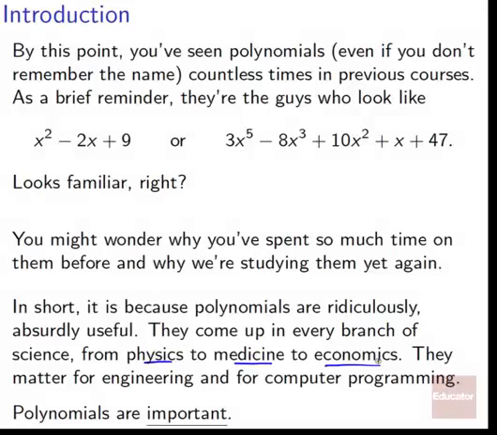Polynomials are crazy important. They're going to be important in any branch of science and in deeper levels of mathematics. So that's why they keep drilling them for all these years, because you really have to understand polynomials for a huge number of things, so it's really important to get a good grasp on it now.